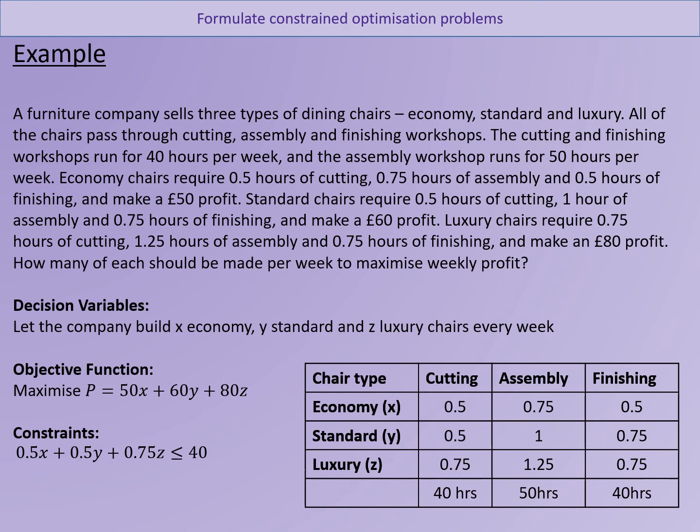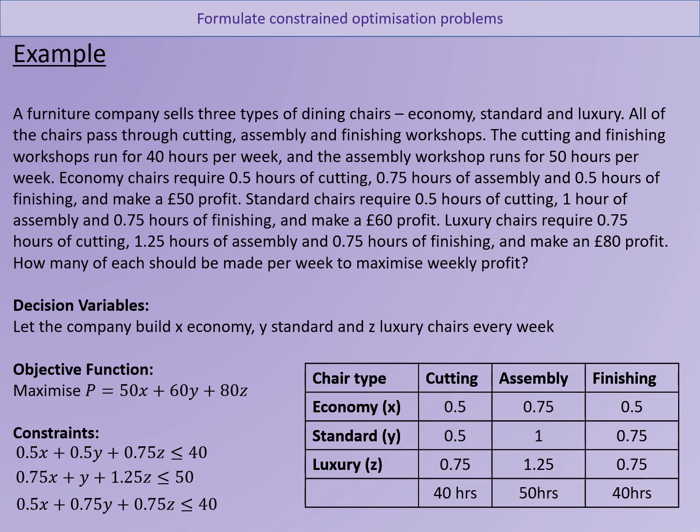So the first constraint comes from the column of the cutting workshop, which is 0.5x plus 0.5y plus 0.75z has to be less than or equal to 40. Similarly, for the assembly workshop, we get 0.75x plus y plus 1.25z is less than or equal to 50. And for the finishing workshop, we get 0.5x plus 0.75y plus 0.75z is less than or equal to 40.